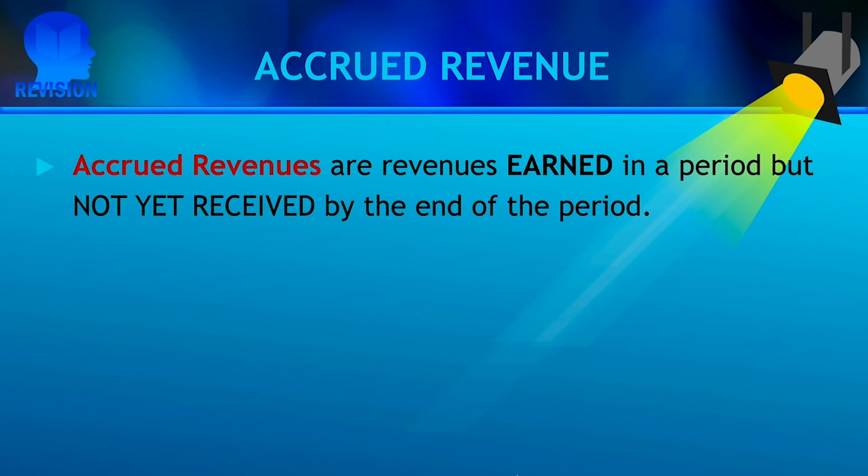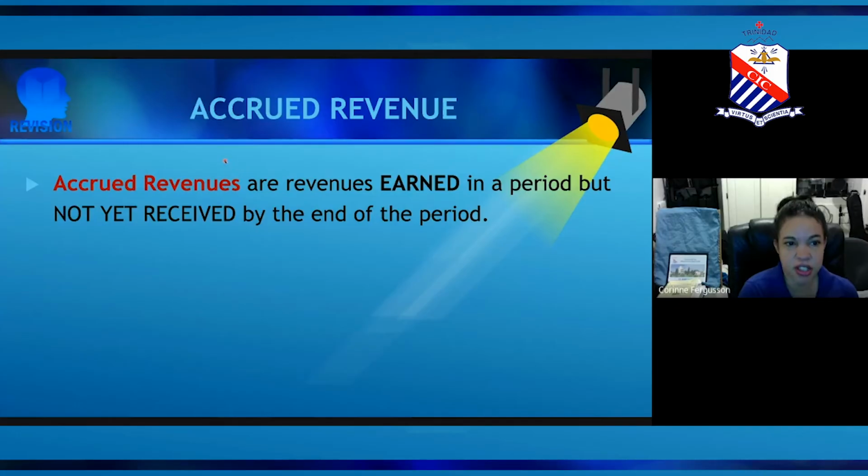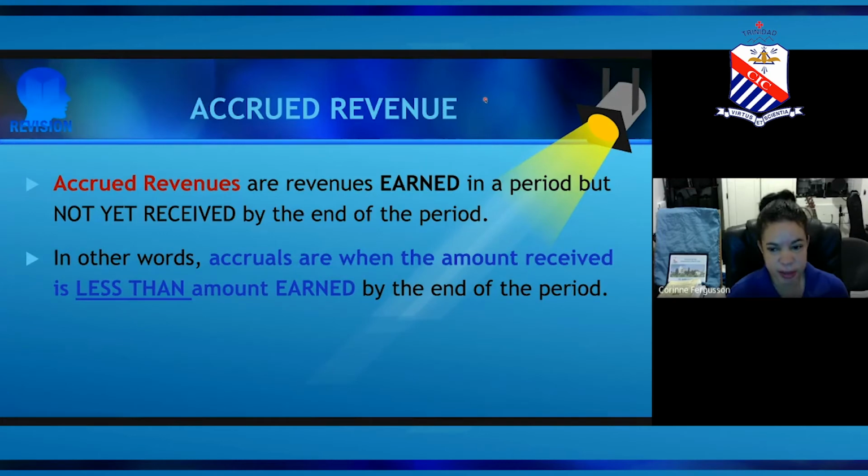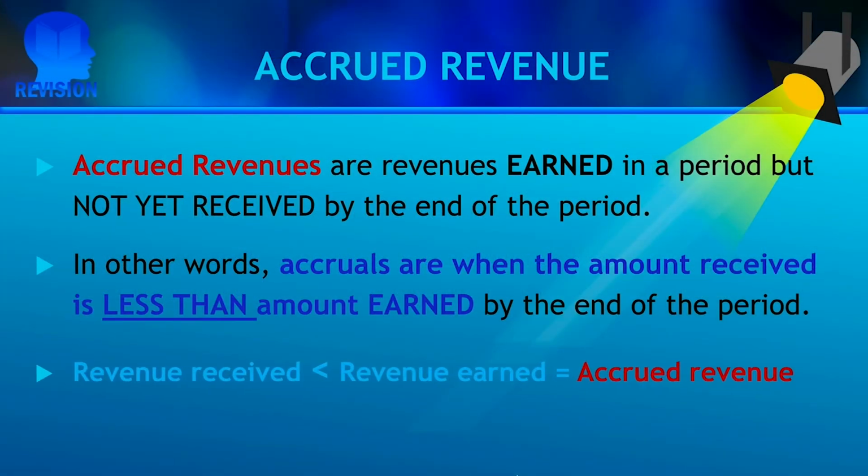So we have our third adjusting entry. It's just that we have now moved on to the revenue part. So you had your accrued expenses, prepaid expense. Now we have the third one, which is accrued revenue. And accrued revenue are revenues earned but not yet received, which means it's still owing. So in other words, the amount received is less than the amount earned.